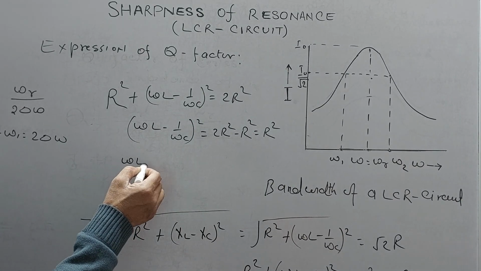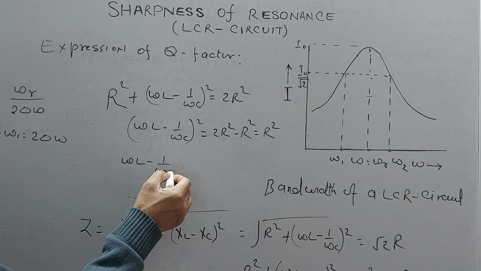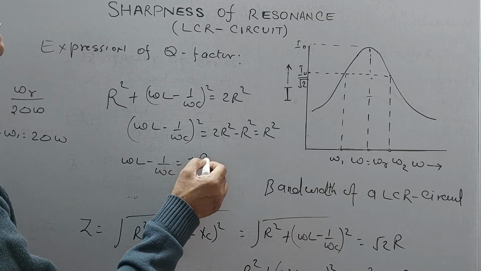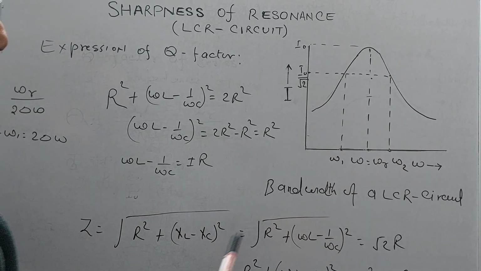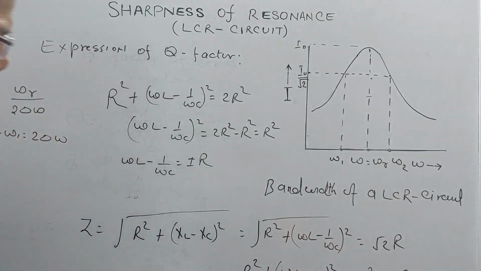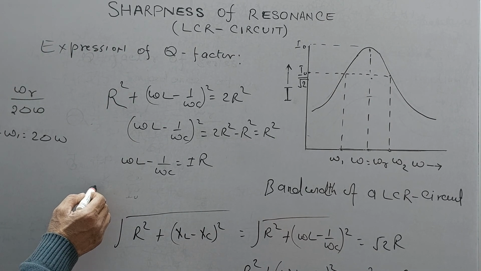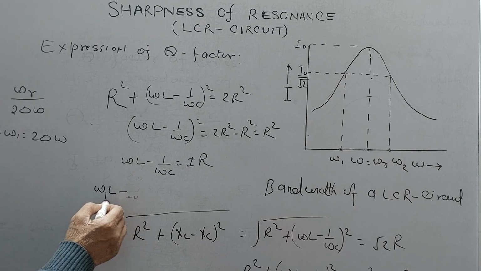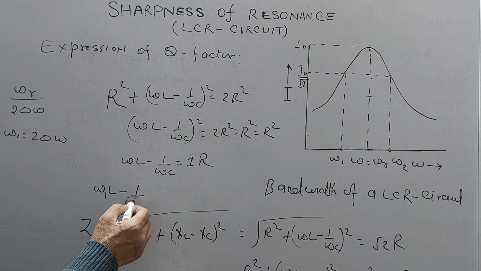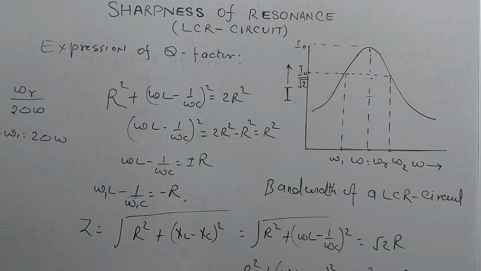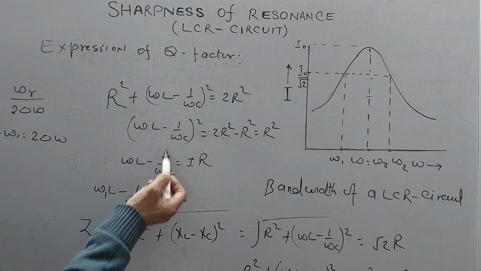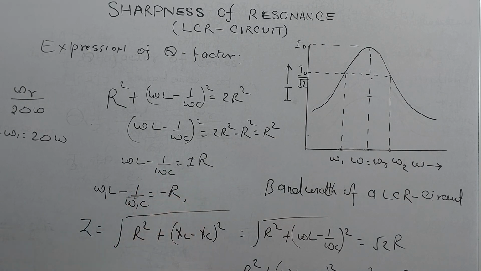From here, omega L minus 1 upon omega C is equal to plus or minus R. So it has two values, corresponding to omega 1 and omega 2. Now these two values I represent as: omega 1 L minus 1 upon omega 1 C is equal to, suppose, minus R, and for the other value I can place omega 2 L minus 1 upon omega 2 C is equal to plus R.